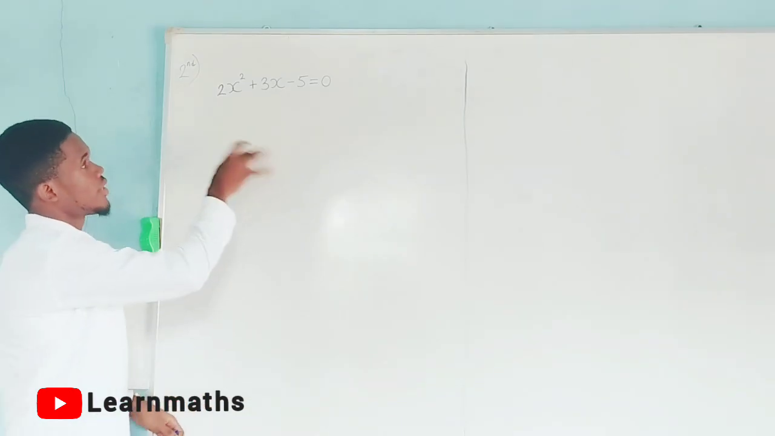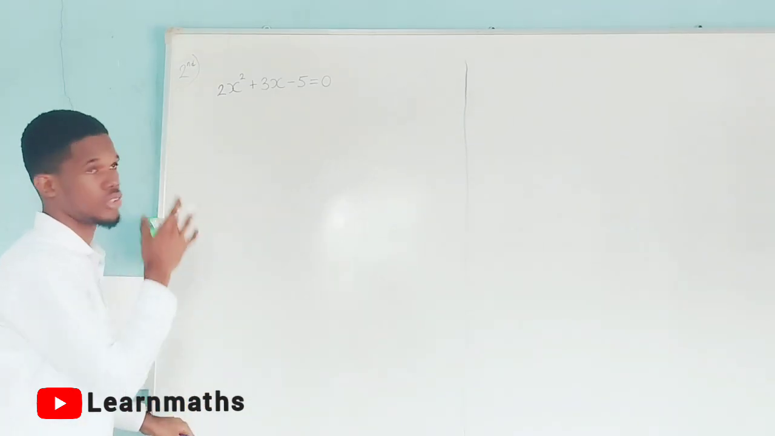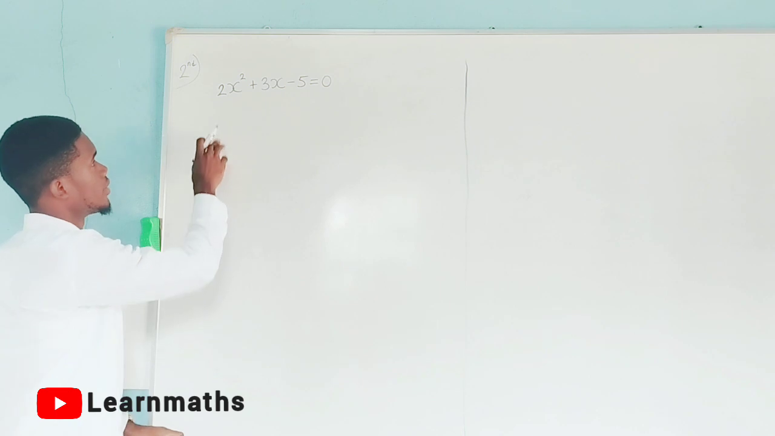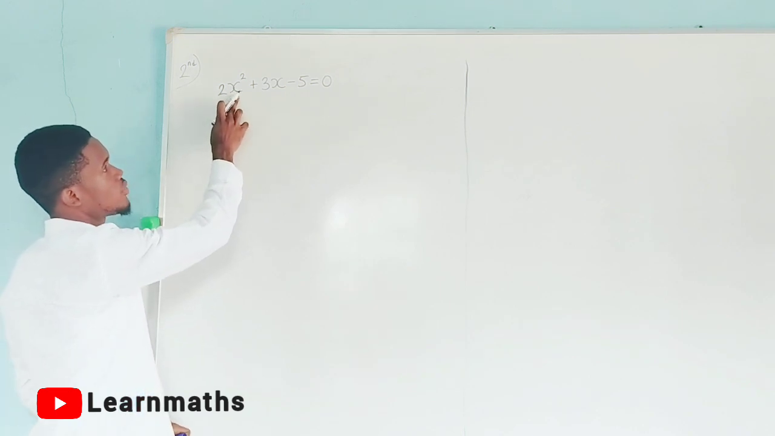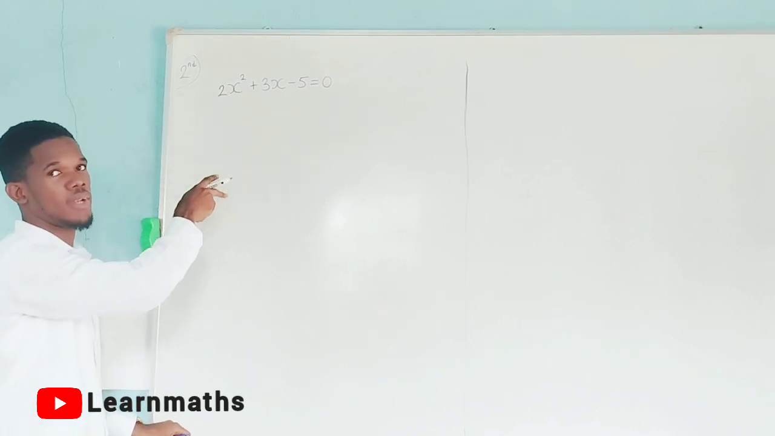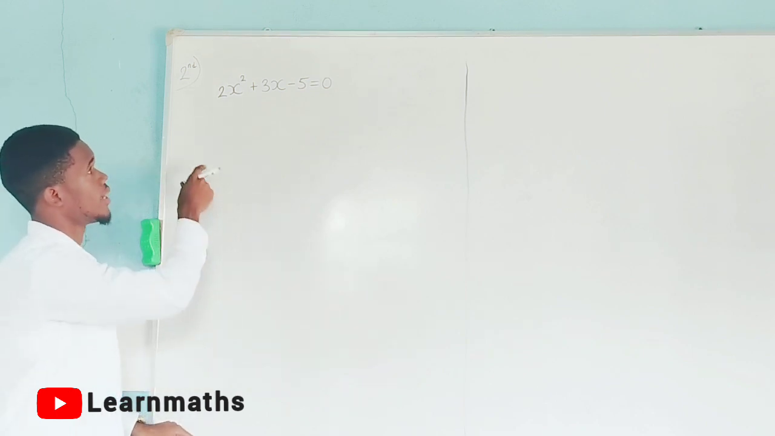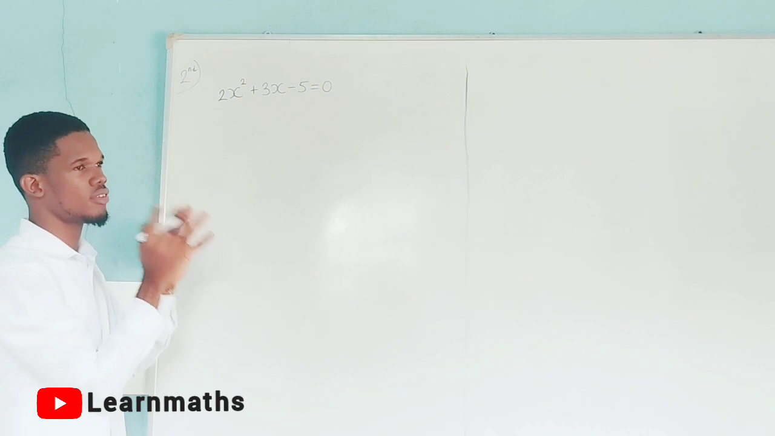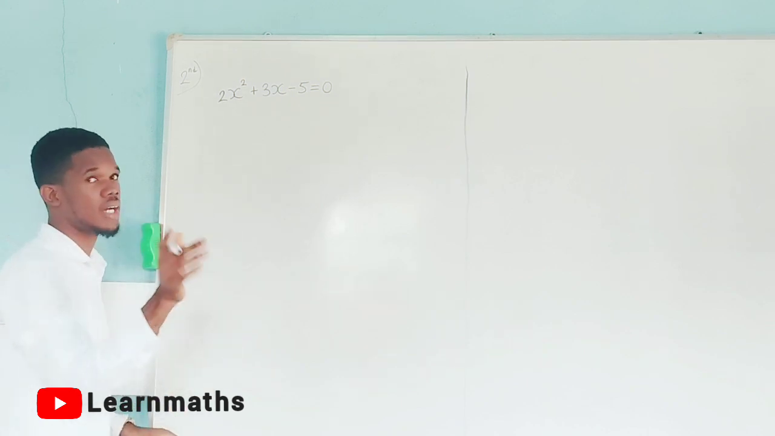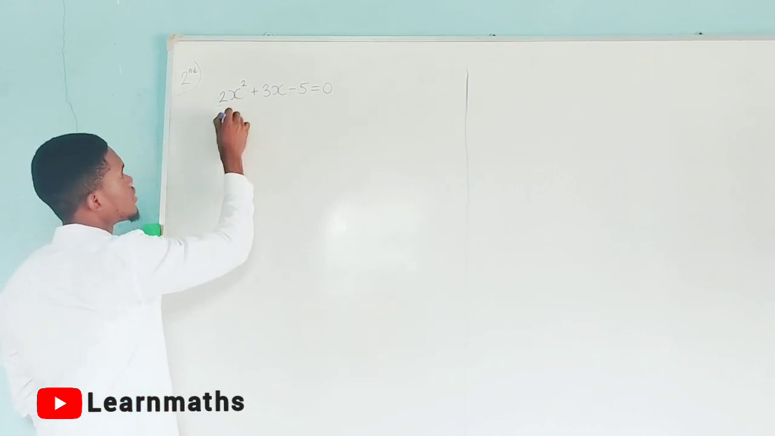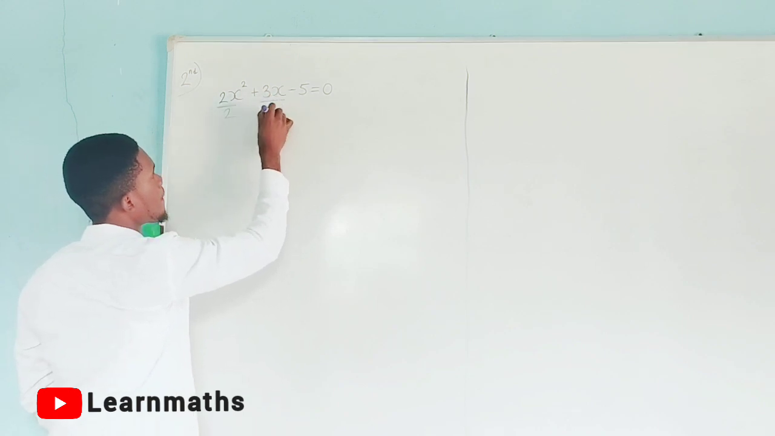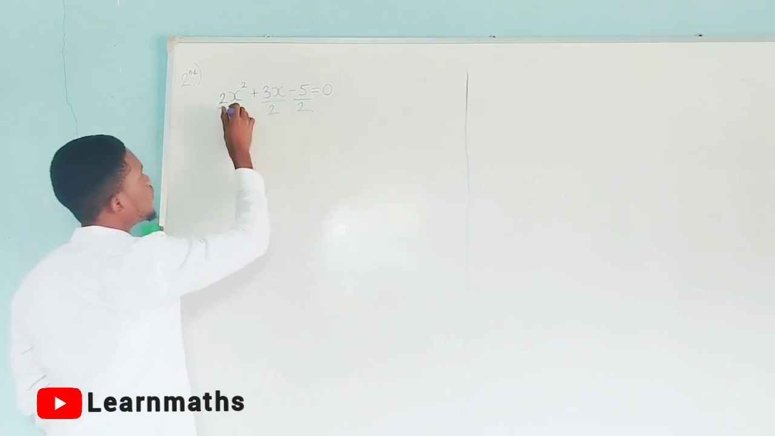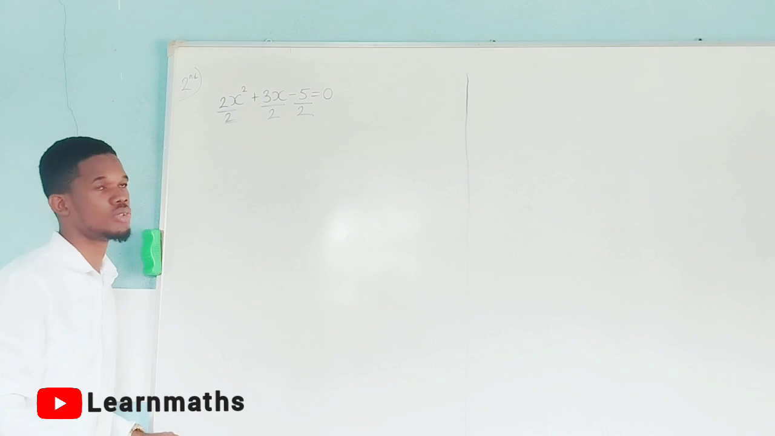Alright, so moving to the second quadratic equation, we are going to solve this quadratic equation using the completing the square method. Now, the coefficient of x squared is 2. So we have to apply that first step by clearing the coefficient of x squared. We have to ensure that the coefficient of x squared is 1. So this is how we clear that out. We divide through with 2. We divide 3 by 2 as well.